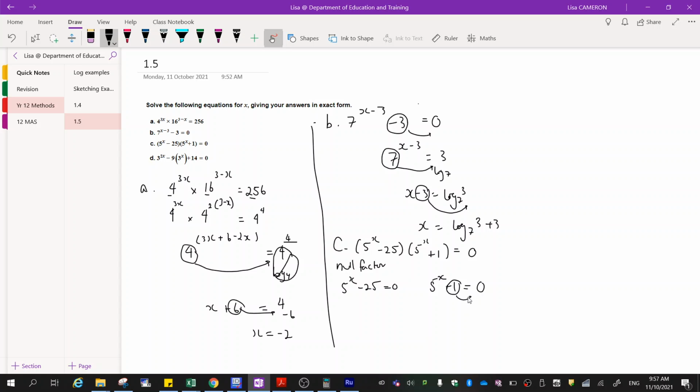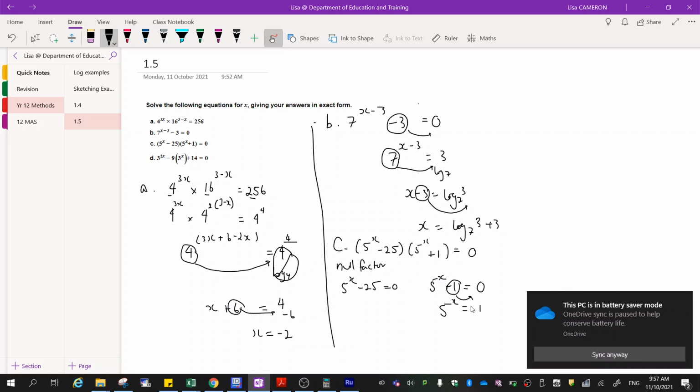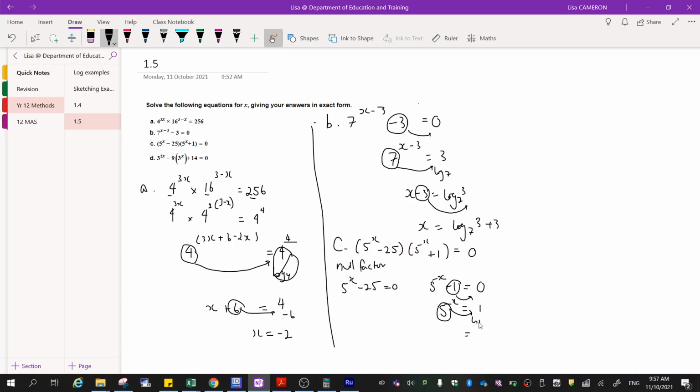First thing I'm going to do is take this one to the other side, which will change it to positive 1. Now I've got 5x is equal to 1. So I'll take the 5 across. It was the base over here, meaning that it'll be the base of the log over here. So log base 5 of 1 is equal to x.